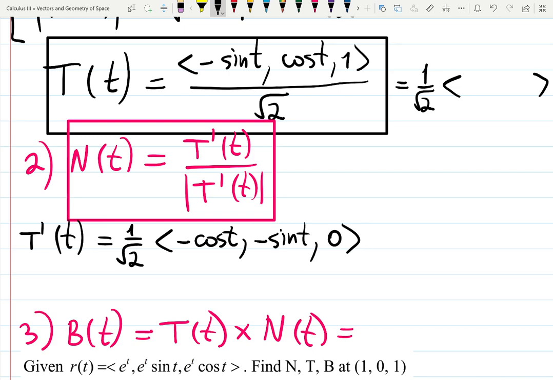Now, we are dividing by the size. Actually, we could do it in one step. No, actually, it's better to bring it into two steps.